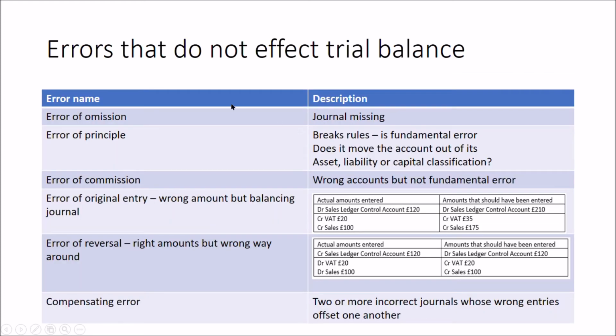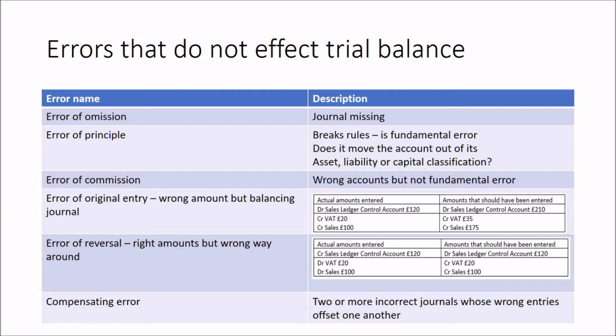Okay, so let's go through these names of these errors and what they are. So here we have our errors that don't affect the trial balance. Error of omission, a missing item. So the journal's missing. So an invoice is missing from the sales daybook, or the invoice is missing from the purchase daybook, or we haven't done the bank reconciliation, so the bank charges are missing. Error of omission, an item that's missing. An error of principle, so that one's an easy one. An error of principle one is the toughest one.